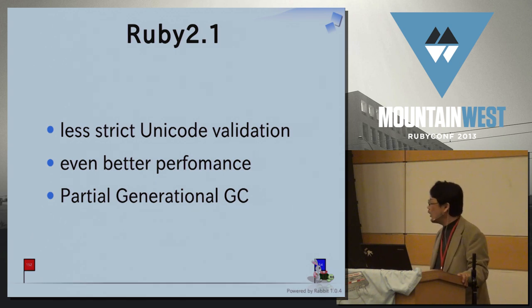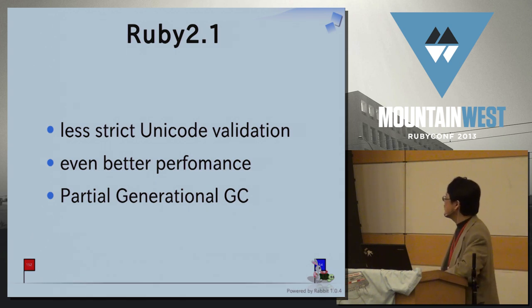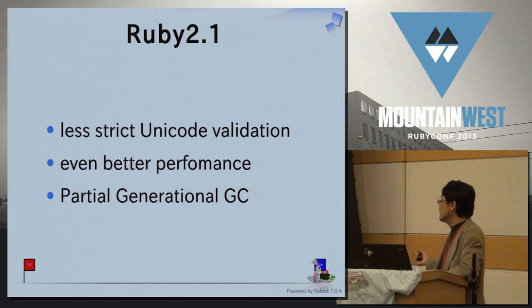And we are working on less strict Unicode validation and even better performance, and we are working on a partial generational garbage collector. So that's what we have right now.